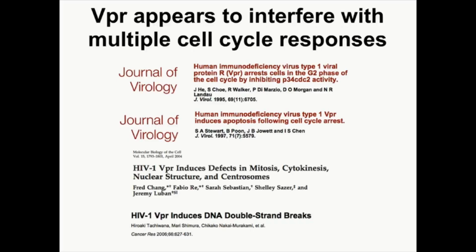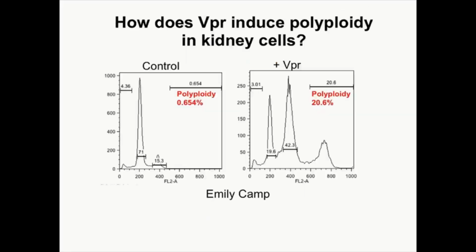So I think it's important to have that appreciation when we're thinking about what we're doing when we express VPR in these kidney cells. And so Emily was really trying to understand how polyploidy is arising in this situation, with the appreciation that it might be through multiple mechanisms. And so FACS plots can be really nice because they show you the end point, but they don't show you the dynamics of the system.